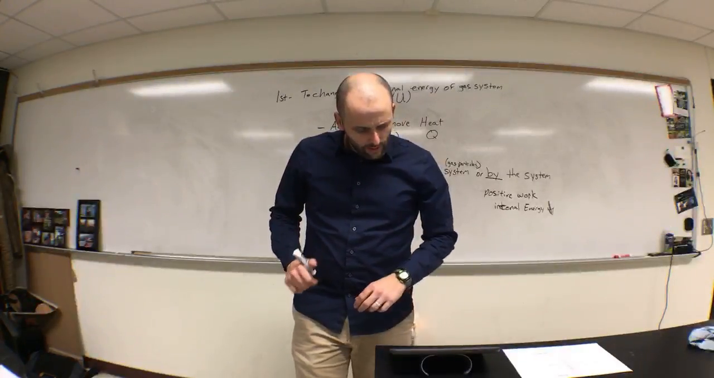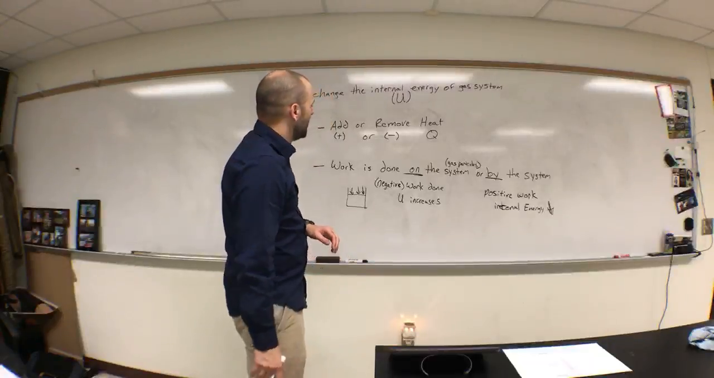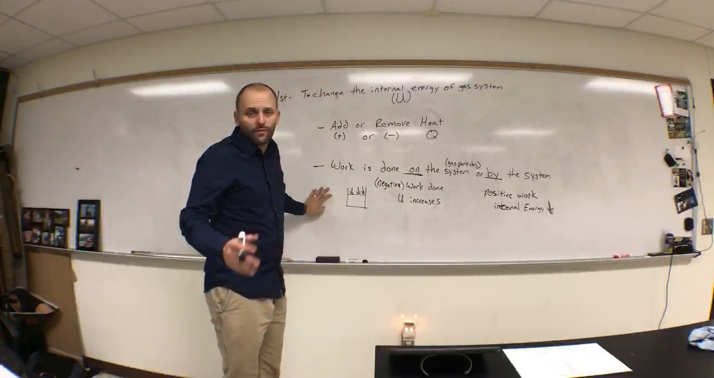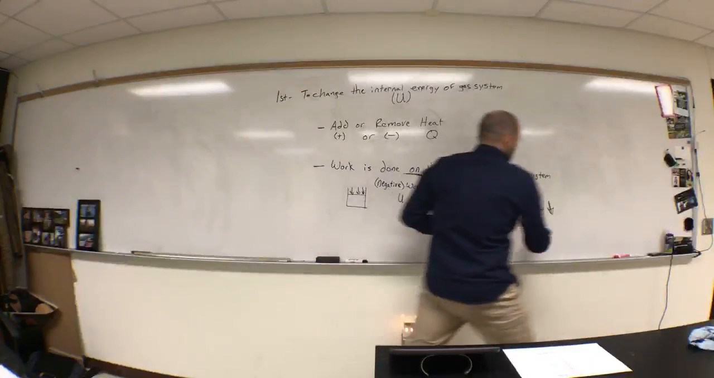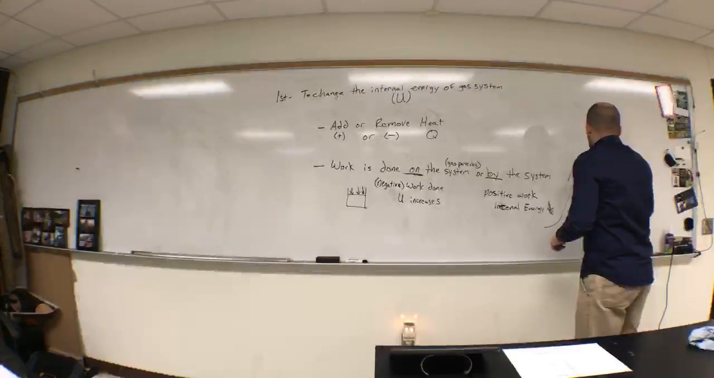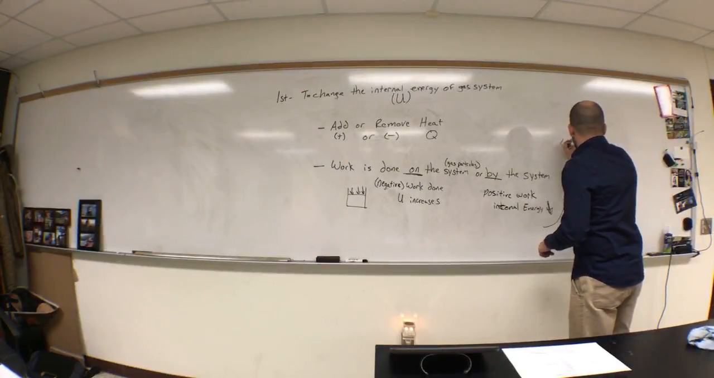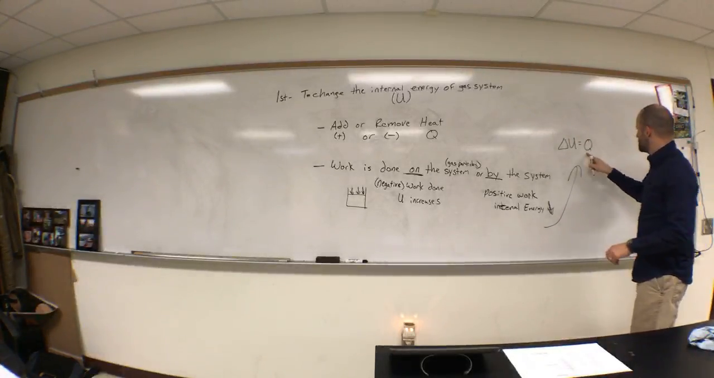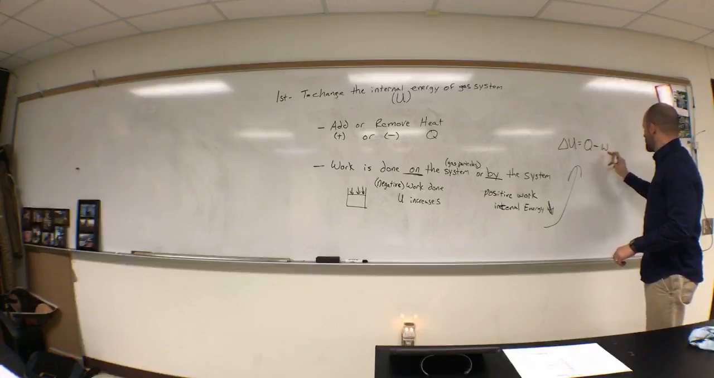So I haven't really gotten to 28 yet, but this is just kind of an overview of what we've talked about for the first law, and it's going to help us get an equation. So basically, we say this: if I want to change my internal energy, I'm either going to have some sort of heat, or I'm going to have some sort of work.